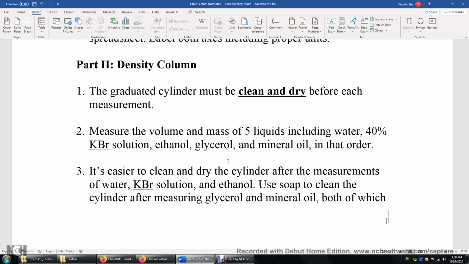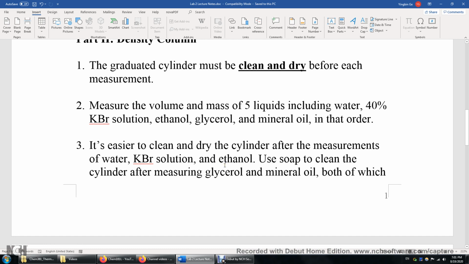Repeat these procedures for 40% KBr solution, ethanol, glycerol, and mineral oil in that order. This is because it's really difficult to clean glycerol and mineral oil. You will have to use soap to clean these two liquids. They are both very viscous. On the other hand, it's really easy to clean water, 40% KBr, and ethanol.